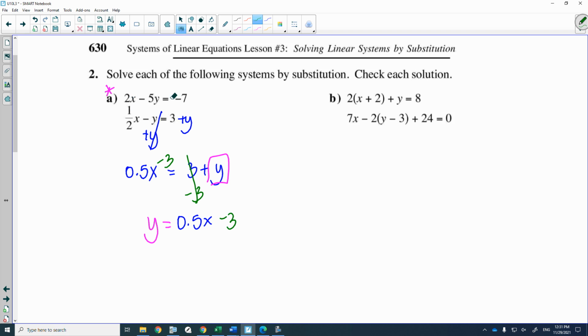So I look at the first system and I say, is there a y that I could take out and put in 0.5x minus 3? Because I just solved for y. So this will go right here. I'm going to give you about 10-15 minutes to finish those, and then I'll hand you the worksheet and tell you which questions I want you to do on the worksheet.